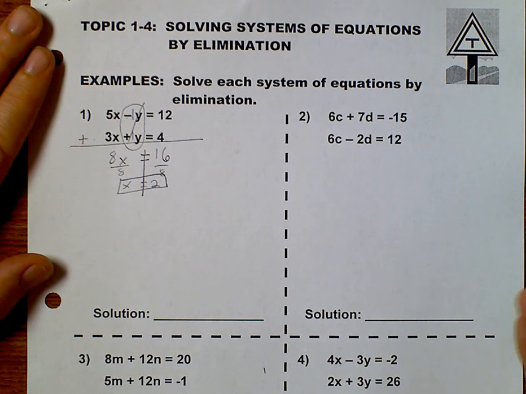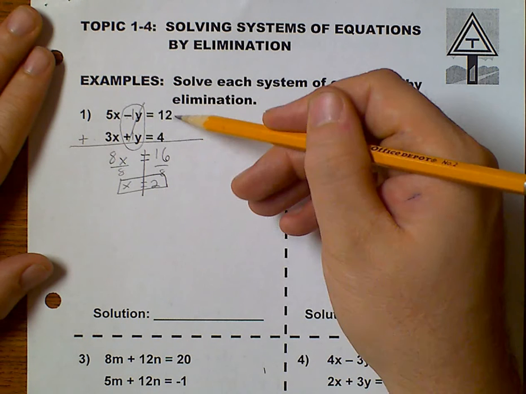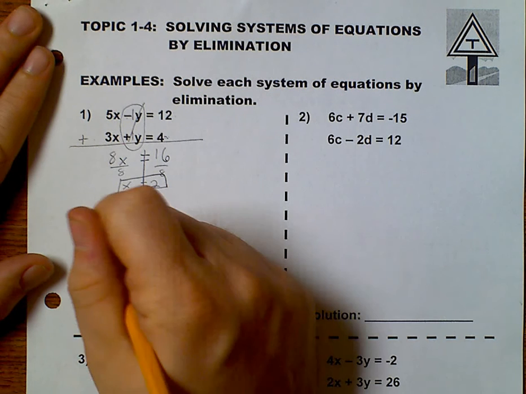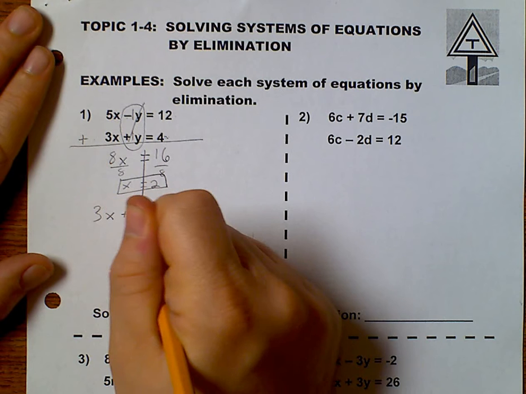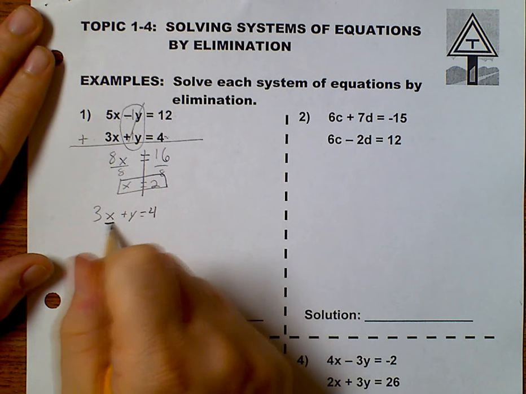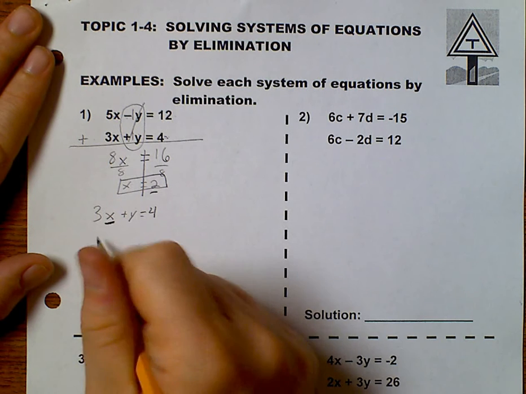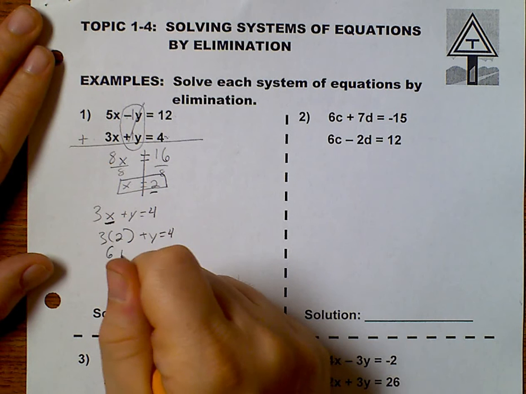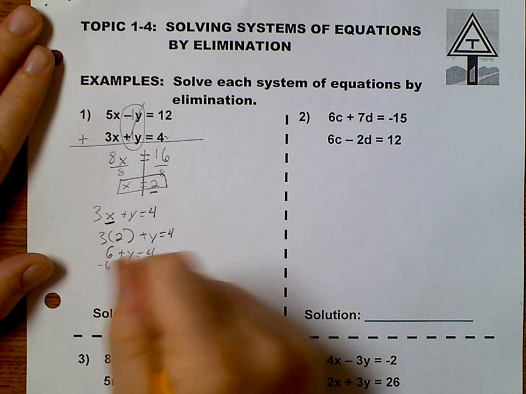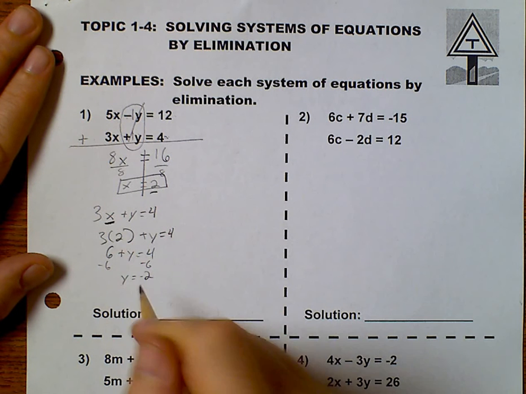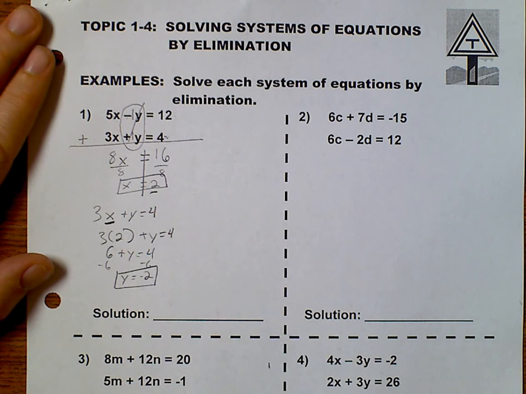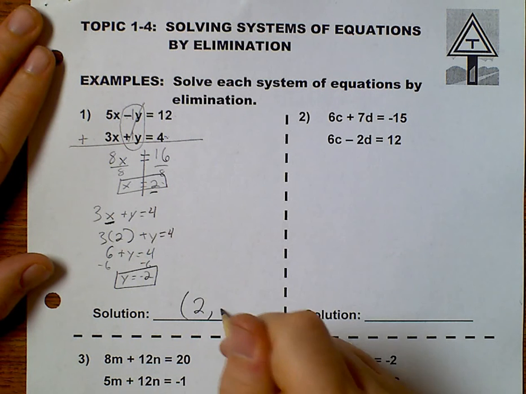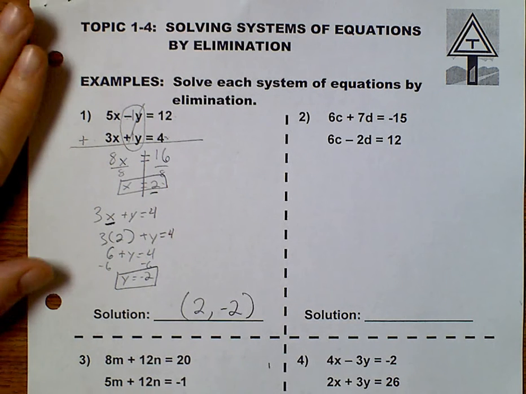And now I need to plug this back into an equation. I can choose either one of these equations. I happen to like this one because it's got smaller numbers. So I'm going to rewrite it. 3x plus y equals 4. But I'm going to replace that x with this 2. So 3 times 2 plus y equals 4, which means 6 plus y equals 4. Subtract 6, and y equals a negative 2. And so now I've got my x solved for, I've got my y solved for, and I have my solution of 2, negative 2.